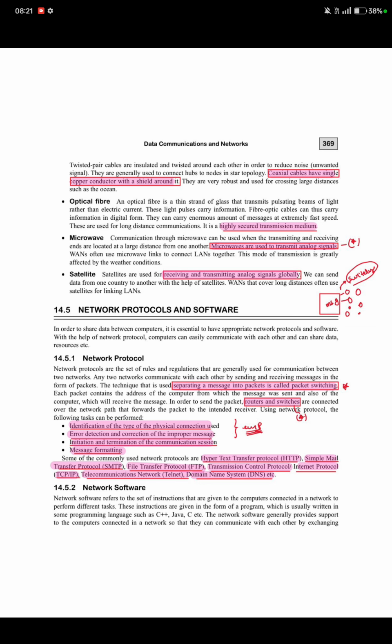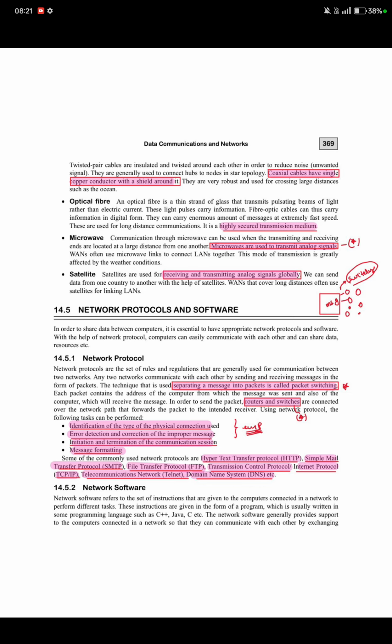Using the network protocol, the following tasks can be performed. Identification of the type of physical connection used. Error detection and correction of improper messages. Initiation and termination of the communication session. Message formatting.